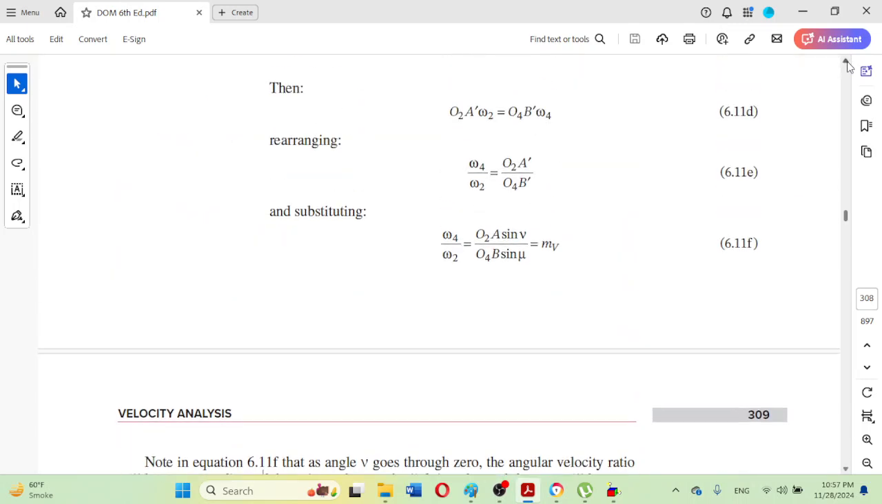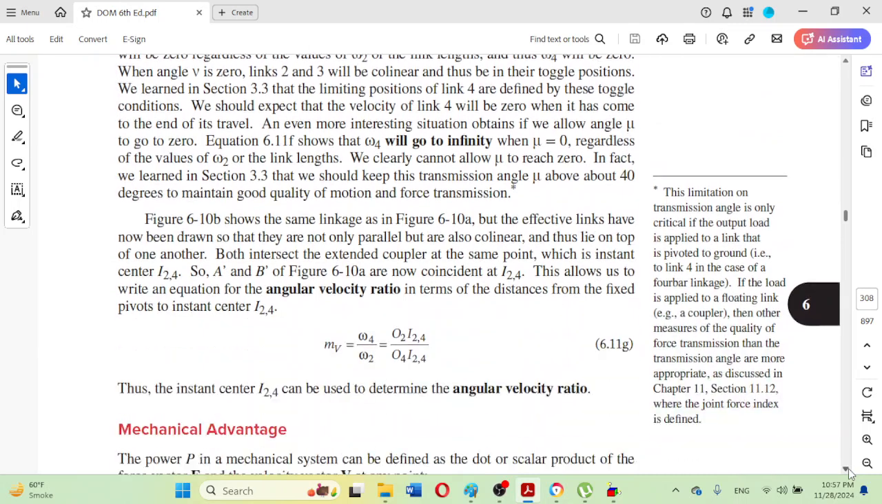So that actually states here that if mu is 0, then something divided by 0 will be equal to infinity. That means the angular velocity of the output link will be infinite. So that is undefined, so that is not allowed.